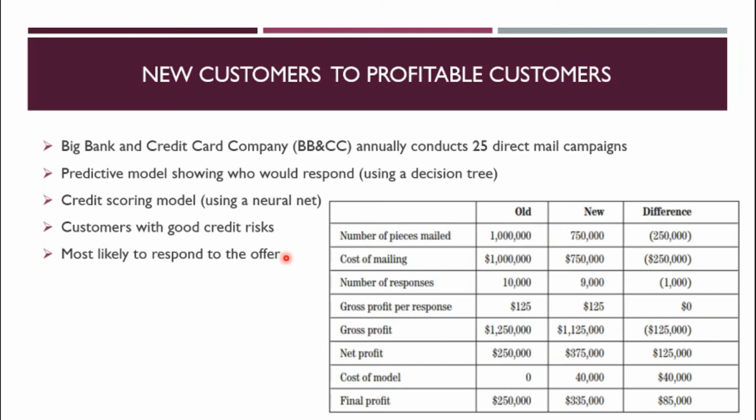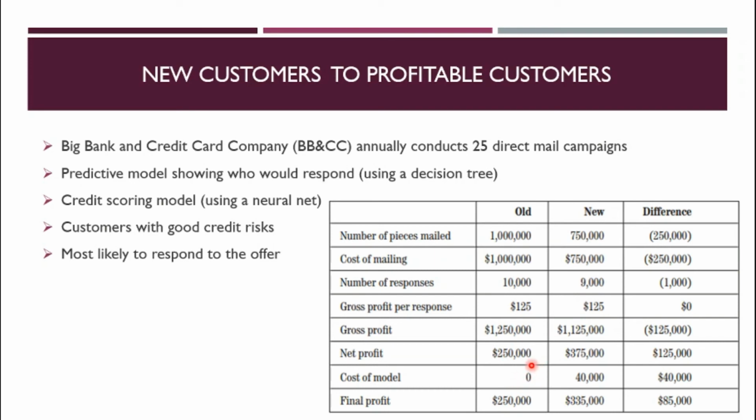And for new customers, we talk about Big Bang Credit over here, which annually conducted 25 direct mail campaigns. From the data, you can see that they used to mail 1 million people who would like to apply to their bank for credit. The cost of mailing was $1 each, so they incurred a cost of $1 million. The number of responses out of 1 million was 10,000, and the gross profit per response was $125. The gross profit overall was 1.2 million, whereas the net profit was 250,000.